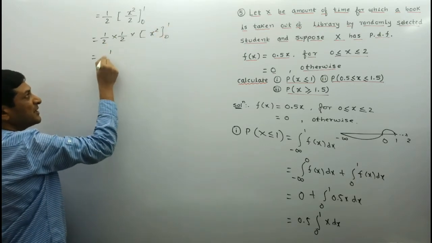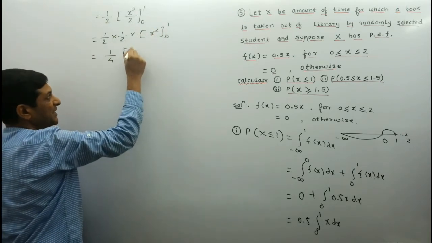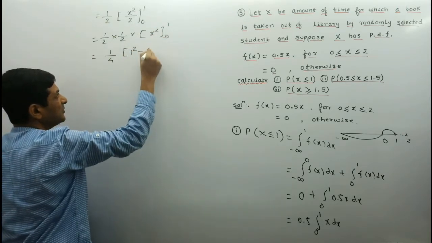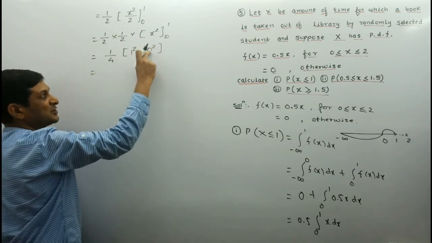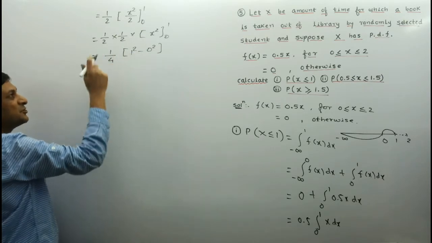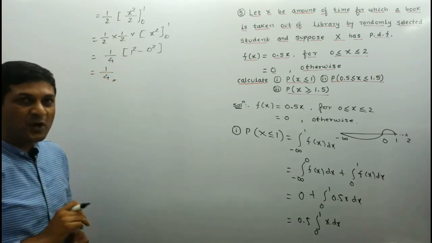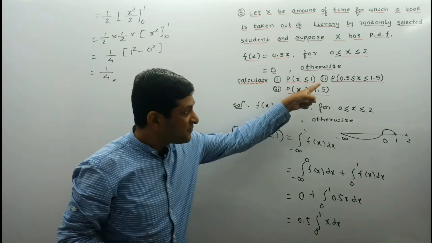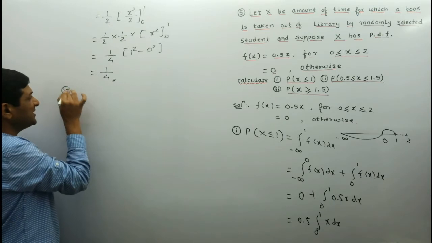So 1 by 2 into 1 by 2 is 1 by 4. Here I am first replacing x by the upper limit, means 1 square, minus then x by the lower limit, means 0 square. So which is equal to 1 square minus 0 square is 1. 1 into 1 by 4 will be equal to 1 by 4, means our first required value is 1 by 4. Now we are finding the second required value. Observe the second value is what?